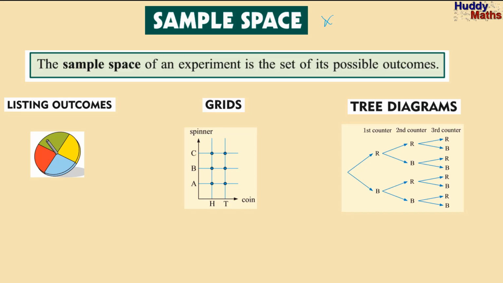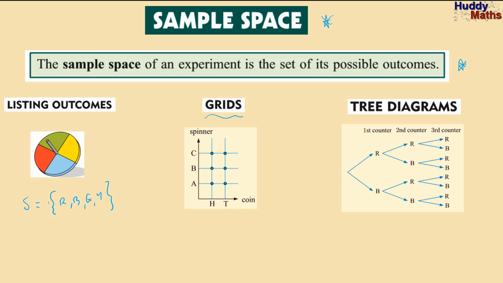It's called the sample space, and it's the set of all possible outcomes, isn't it? And there are a few different ways in which we can try to do that. You could list the outcomes. If it's a simple experiment, the sample space is what? Red, blue, green, yellow. That's for a simple experiment.